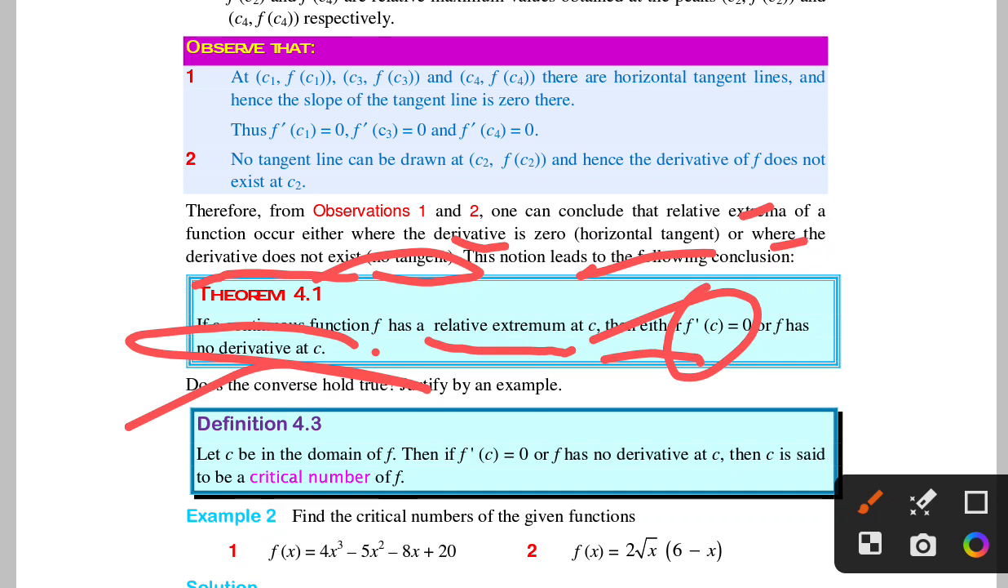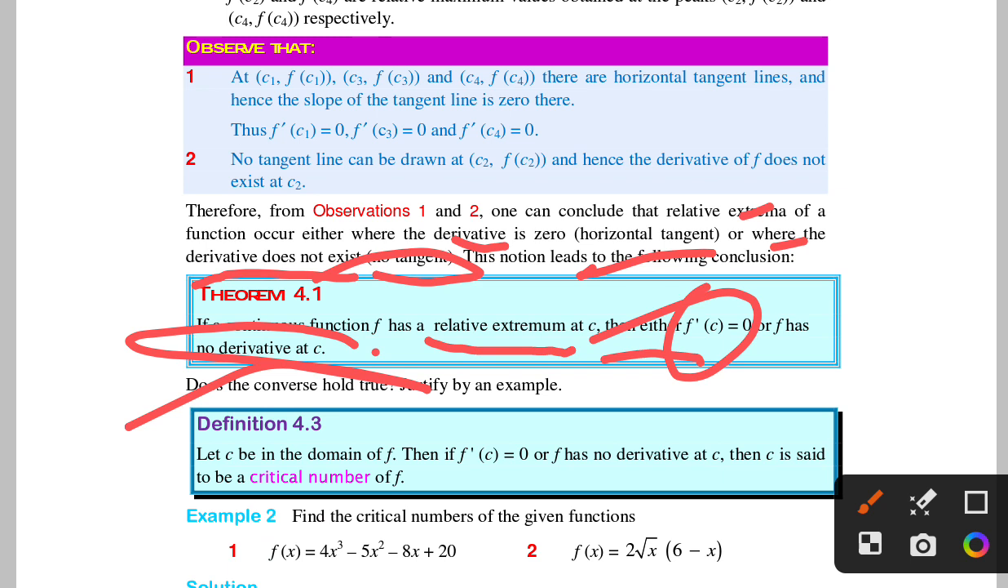Don't forget, whether the derivative exists or doesn't exist, there is relative extrema. We only talk about relative extrema. We don't talk about the absolute maximum and the absolute minimum. We are only talking about the relative.